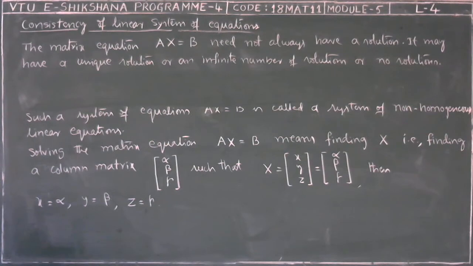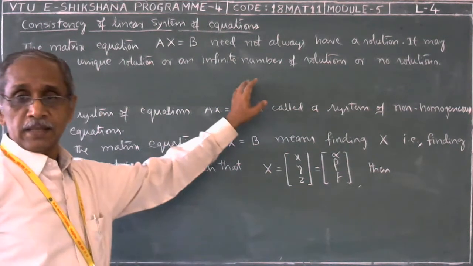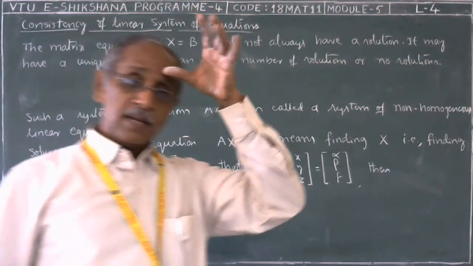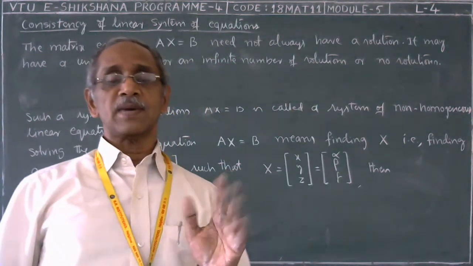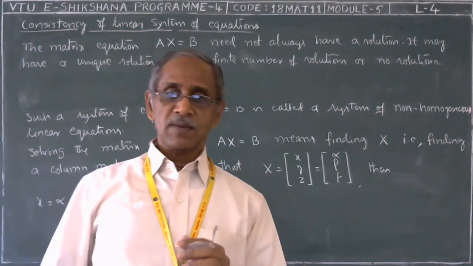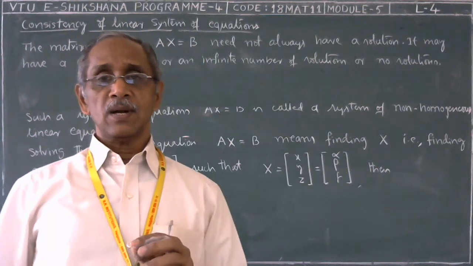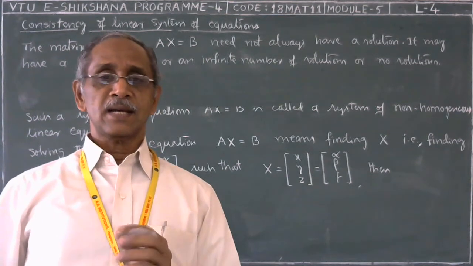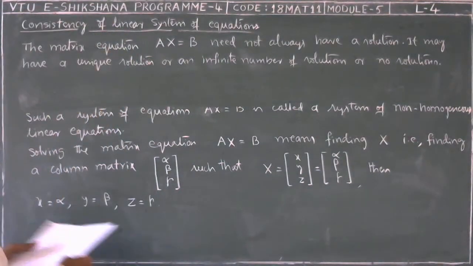A system of equations having no solution is said to be an inconsistent system of equations. A system of equations having one or more solutions is called a consistent system of equations.